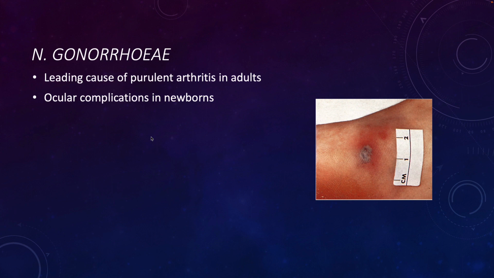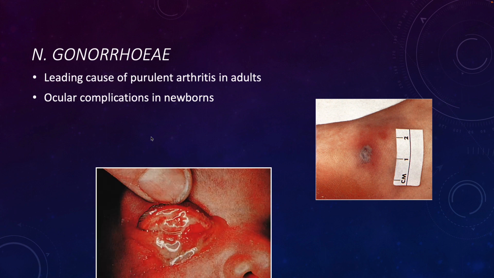Newborns can have ocular complications, so as the child is passing through the vaginal canal, if it encounters the bacterium, you can have an ocular infection. The bacterium can also cause anorectal infections and pharyngitis. Wherever the bacterium gets, that's probably where it will cause infection.